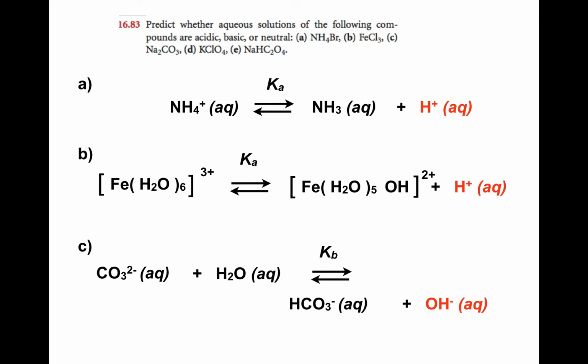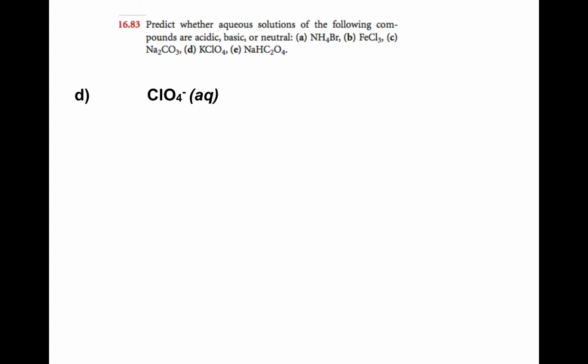D, potassium ion comes from potassium hydroxide. Perchlorate comes from perchloric acid, a strong acid. So if you put this ionic compound in water, nothing's going to happen. Potassium ion won't react with the water, and perchlorate is the conjugate of a strong acid, so nothing.